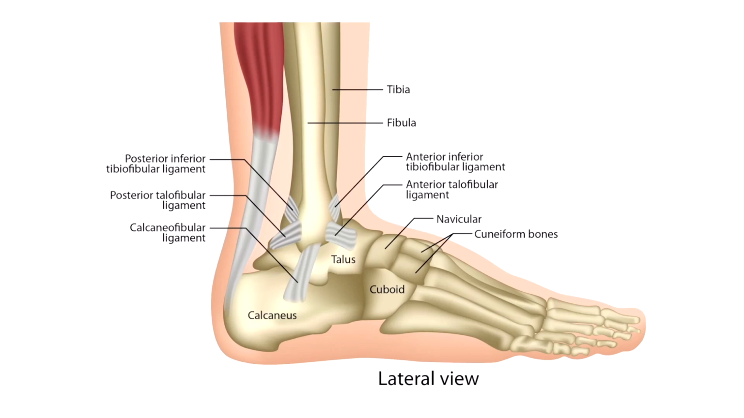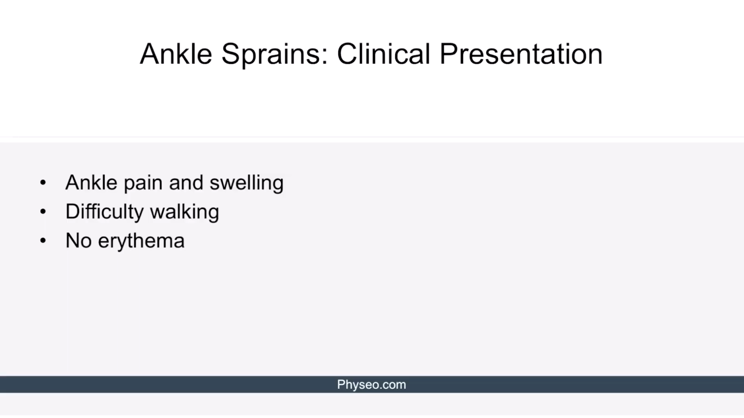As we already explained, the most commonly damaged ligament in ankle sprain is the anterior talofibular ligament. However, the anterior inferior tibiofibular ligament may also be damaged in the high ankle sprain. An ankle sprain is usually characterized by ankle pain and swelling. The patient may have difficulty walking. There is usually no erythema because an ankle sprain is not an inflammatory or infectious condition.